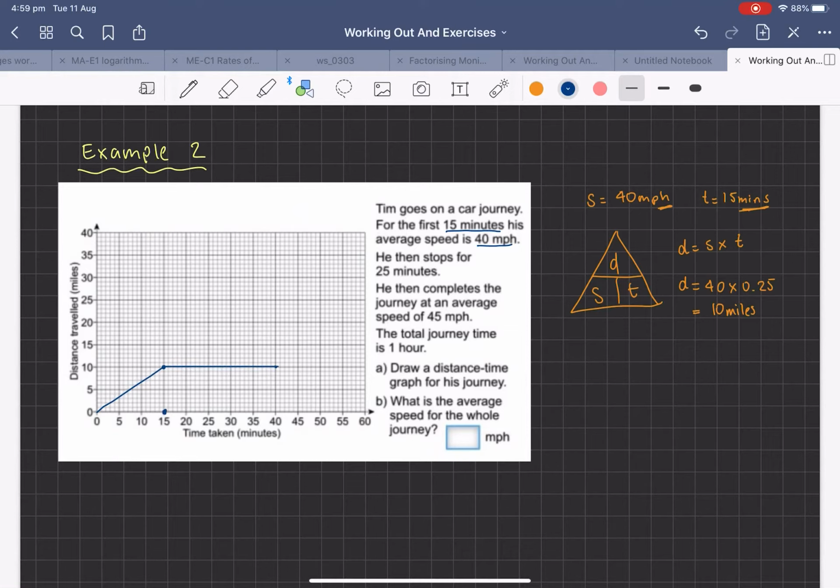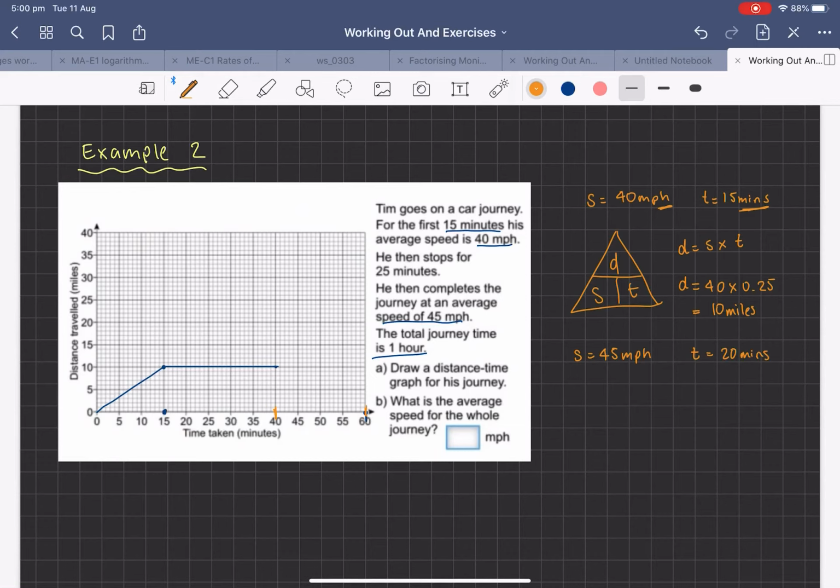He then completes the journey at an average speed of 45 miles per hour. The total journey time is 1 hour. So I need both of these pieces of information now. The total journey time is 1 hour. So I know that the dot that I'm going to put has to be above 60. So what I know, again, is that the time, let's do the speed. The speed is 45 miles per hour. And the time, so from 40 to 60, he drives for 20 minutes.